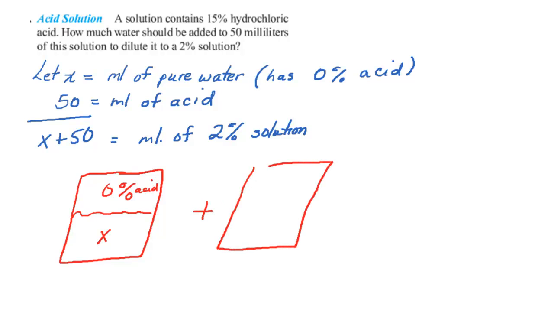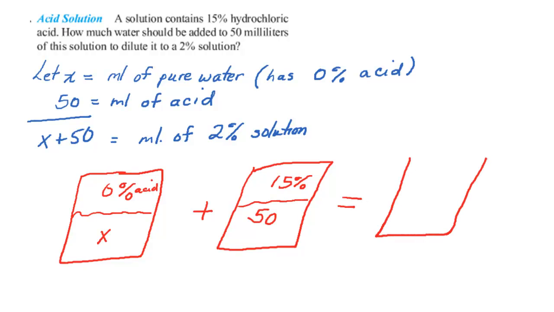And now I'm going to draw my beaker of the original 50 milliliters of 15% hydrochloric acid solution. So I put the percent up here just to keep track of it. And when I'm in the lab, I combine the two into a new beaker. And so in this beaker, I'm going to have X plus 50 milliliters of solution, and this solution is 2% acid.